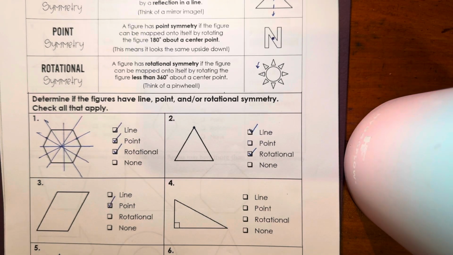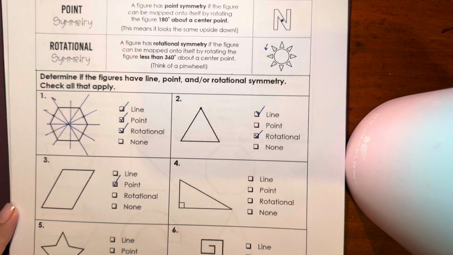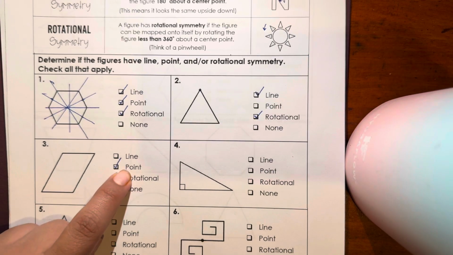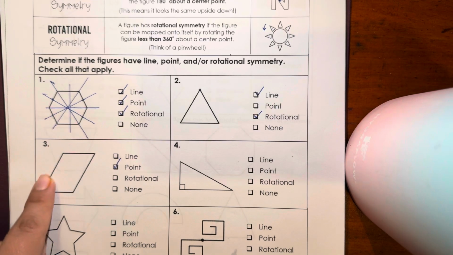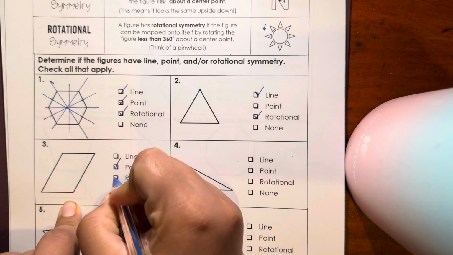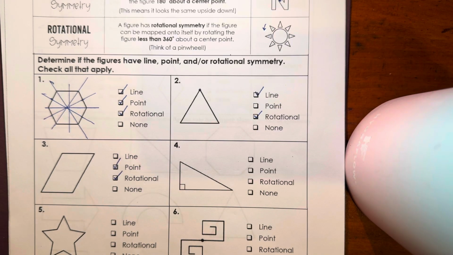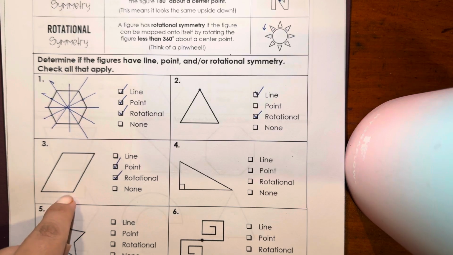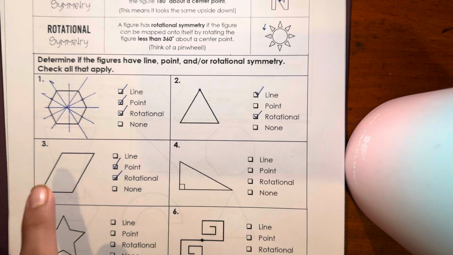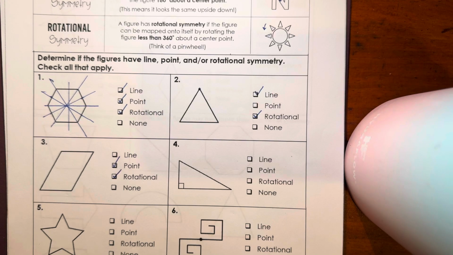And rotational symmetry, it does, because if it has point symmetry, that means that I rotated it 180 degrees and it looked the same. So if they have point symmetry, they definitely have rotational symmetry, right? At 180 degrees, it would go back to being how it was at the starting position.